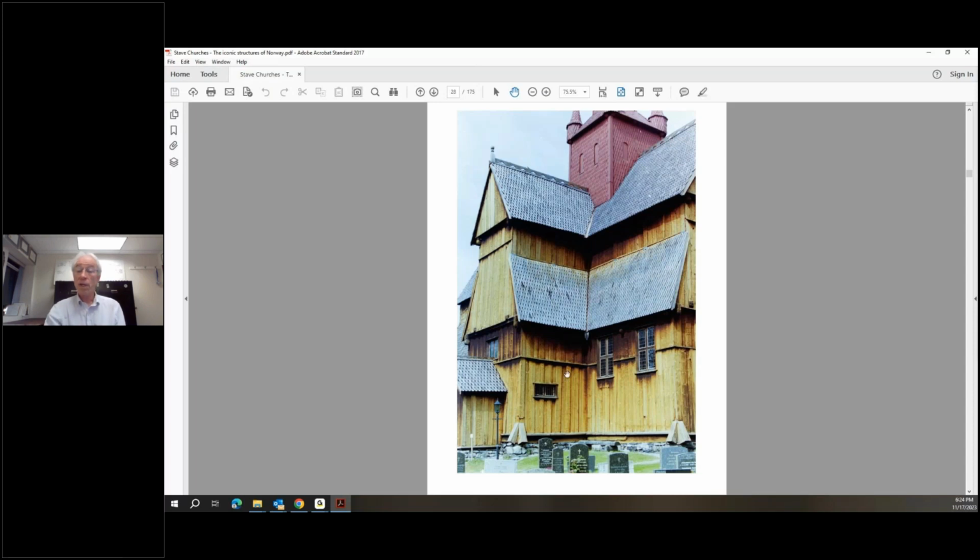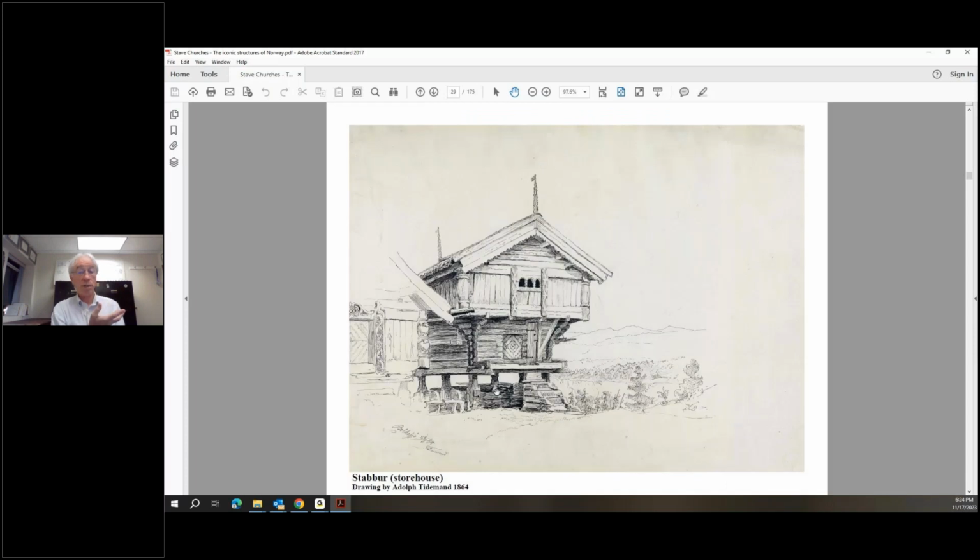All right, so the Norwegians took the things that they learned from shipbuilding, but during the course of their history, they were also building their dwellings, and they were building farm buildings and outbuildings from their dwellings. So this is a Stabbur. This is a drawing done by Adolf Tidemand in 1864. Very, very cool drawing. I love this style of drawing.